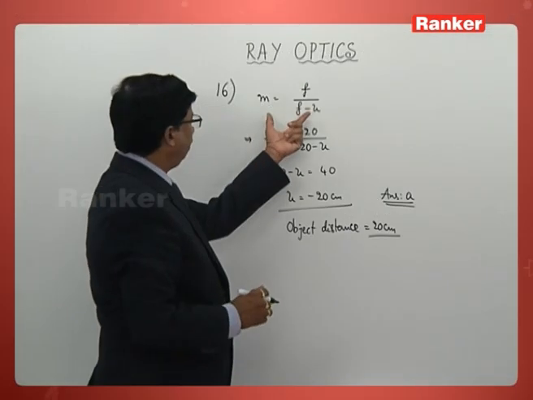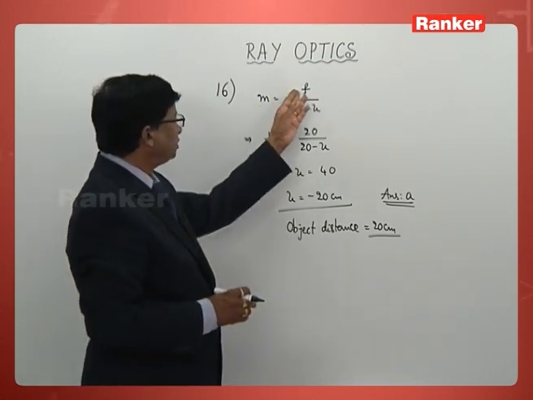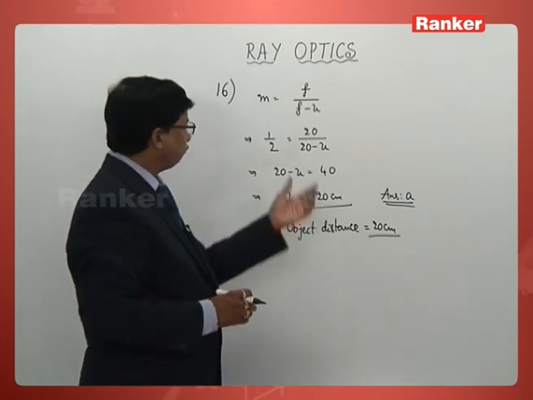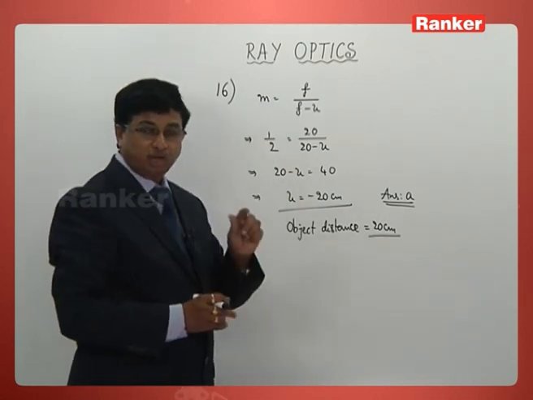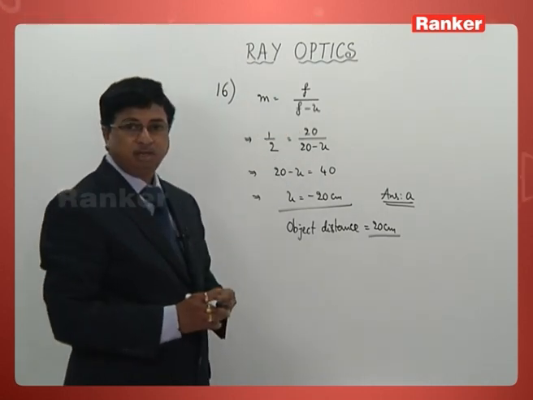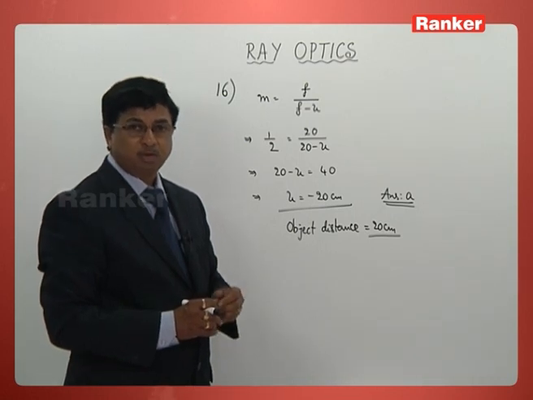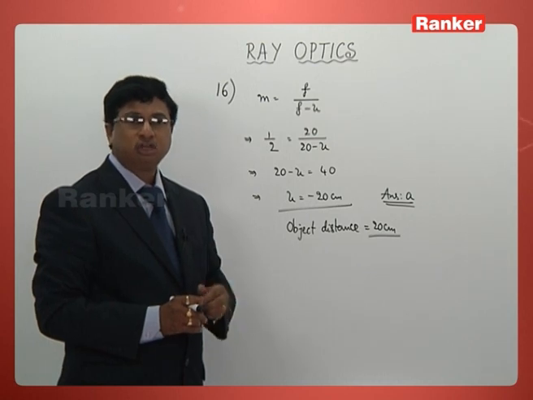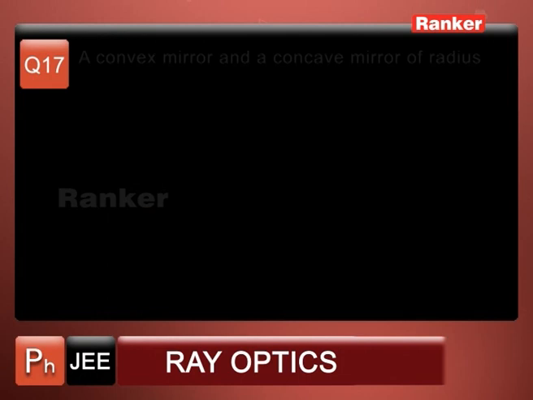So this is the direct formula, if you can remember: magnification in terms of focal length and object distance. If you know that formula, straight away we can work it out. Otherwise, it takes more time to arrive at that formula. Therefore, better remember this direct formula to finalize the correct answer for this model. That is problem number 16, for which the option is A, that is 20 centimeter. Check the next one, that is 17.